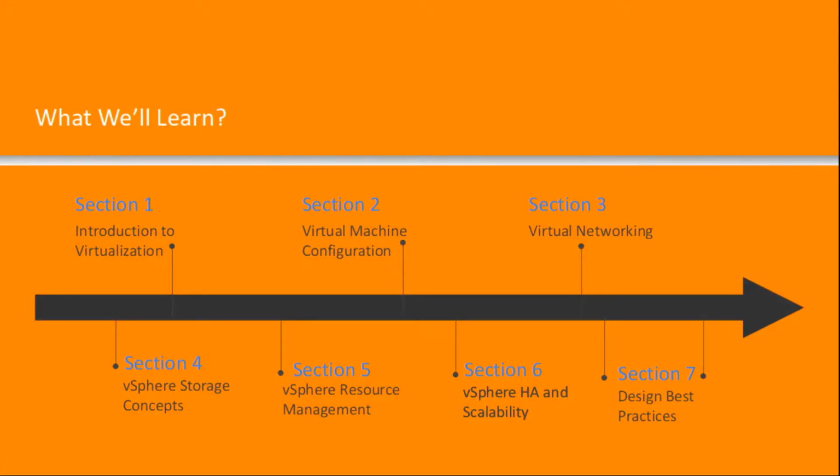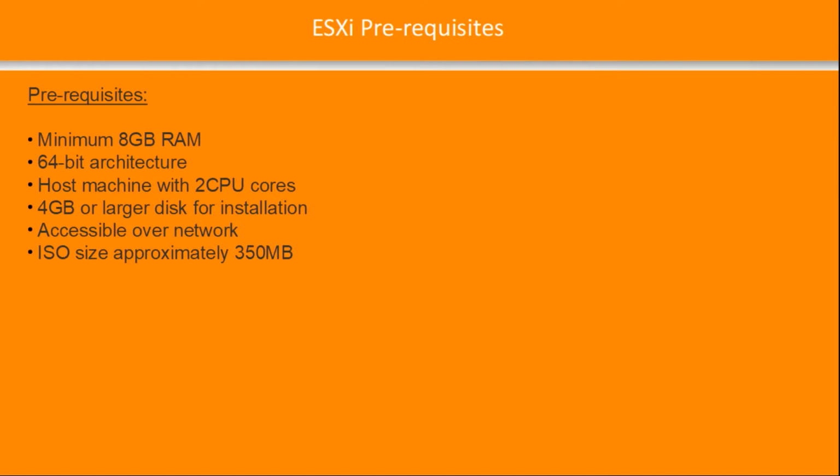We will be looking at ESXi hypervisor installation, and this is section 1 of our video series. The prerequisites to installing ESXi hypervisor are a minimum of 8 GB of RAM, 64-bit architecture, a host machine with 2 CPU cores, and a 4 GB or larger disk for installation. It should be accessible over network, and the ISO size is approximately 350 megabytes.